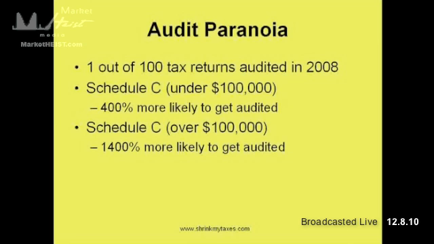under $100,000 in income on Schedule Cs, you're 400% more likely to get audited than if you were incorporated as an S Corp or an LLC or a partnership. If you're making over that amount in your trader business and not incorporated, you're 1,400% more likely to get audited. The IRS really hammers in on Schedule Cs as far as their audits. The incorporated S Corps, LLCs, and partnerships get audited at a much lower rate. So that's one of the primary reasons why you may want to consider incorporation, to get rid of some of that paranoia you might have about getting audited.